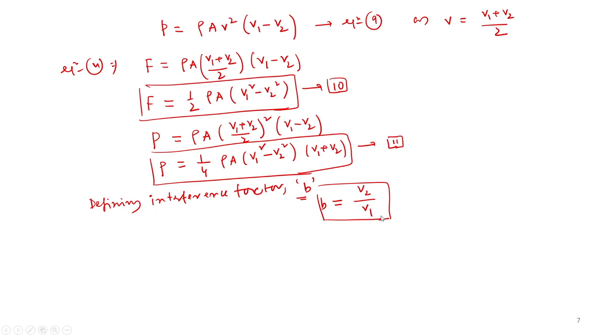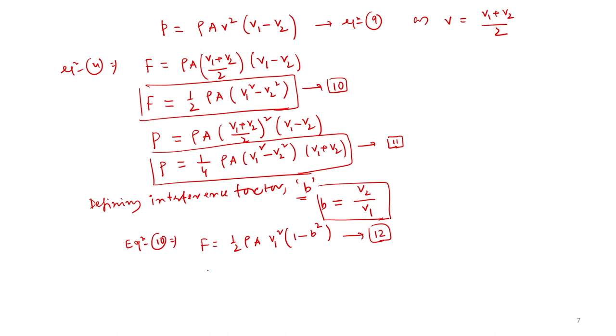Now, if we use this B in equation 10, then how will it look like? Equation 10 implies F is equal to half rho A, we can take out V1 square, then it will be (1 minus B square). Because V2 square by V1 square will be B square. So, it will be equation 12.